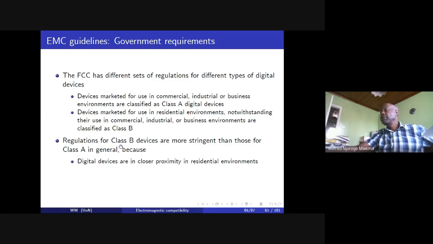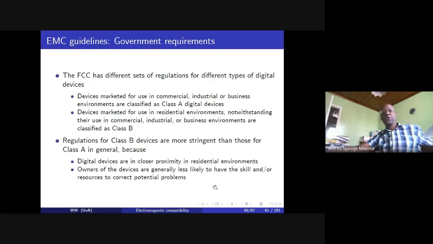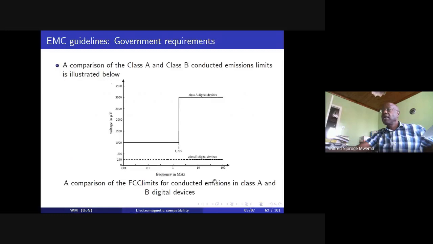Say if you are in a family of 4, each one of us will have a mobile phone, and therefore we have 4 digital mobile phones in the same environment. That is a small house of, say, a 2-bedroom or a 3-bedroom house, if you have the means. That is, if you are not a hustler, so to speak. Owners of the devices are also generally less likely to have the skill and the resources to correct any potential problems that might arise.